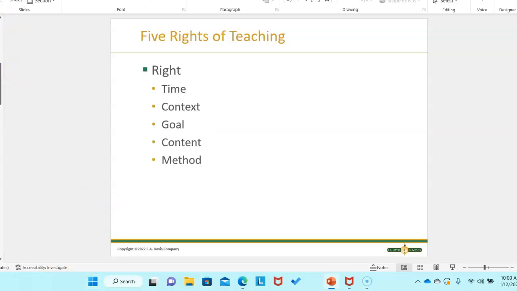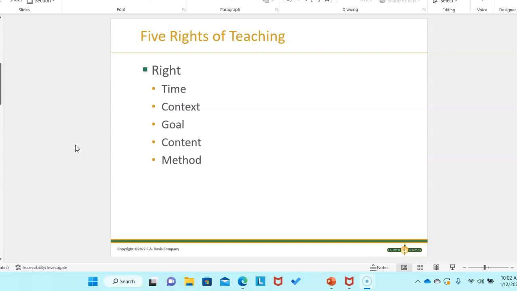The 5 rights of teaching. You have the right time, right context, right goal, right content, and right method. For the right time, you gotta ask yourself, is the client ready, free of pain and anxiety, and motivated? Have you and the client developed a trusting relationship? Have you set aside enough time for the teaching session?